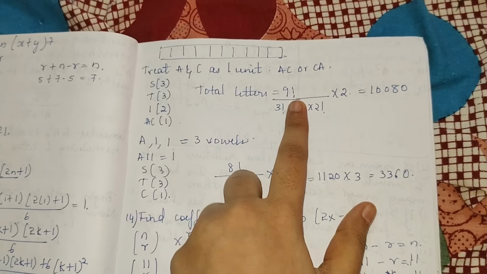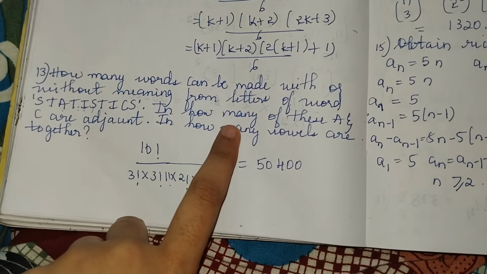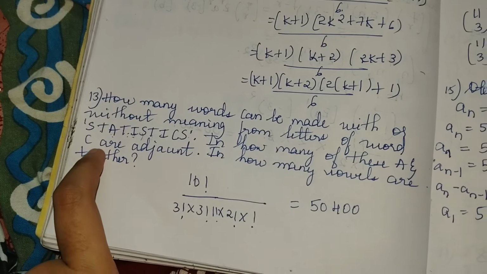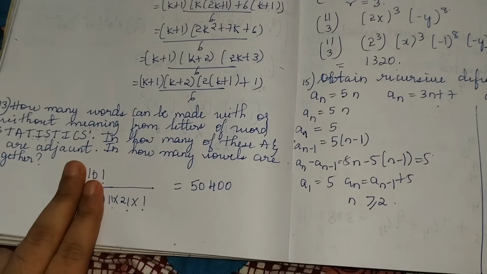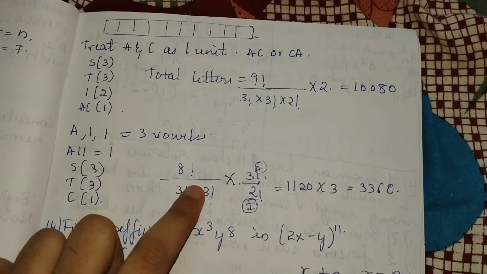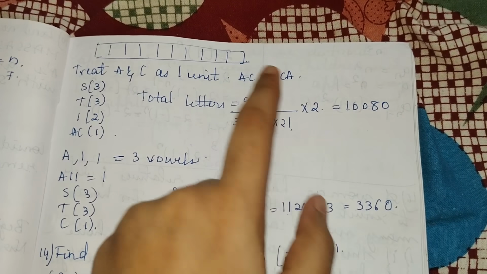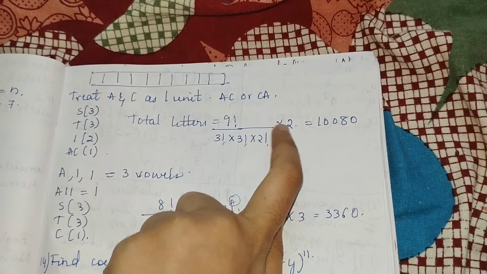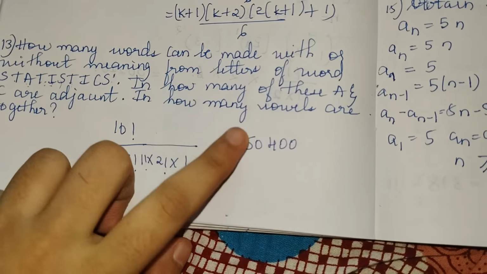Why 9 factorial? Because they have asked in how many ways A and C are adjacent. First we consider them as a unit. Then when you solve, you will get this answer, multiplied by 2, because it can be AC or CA, right? So into 2.